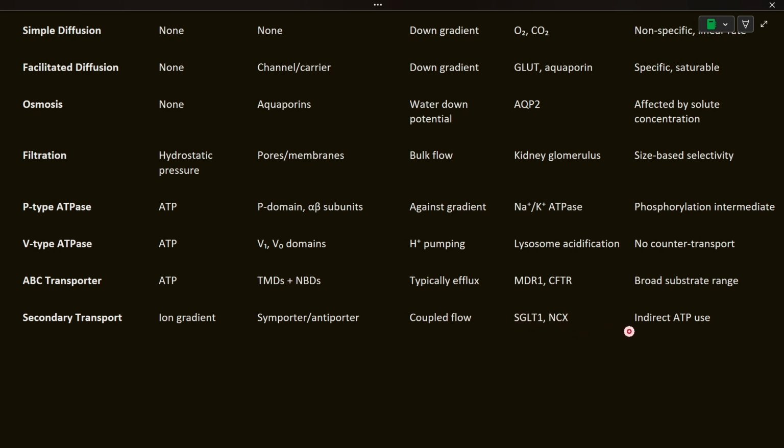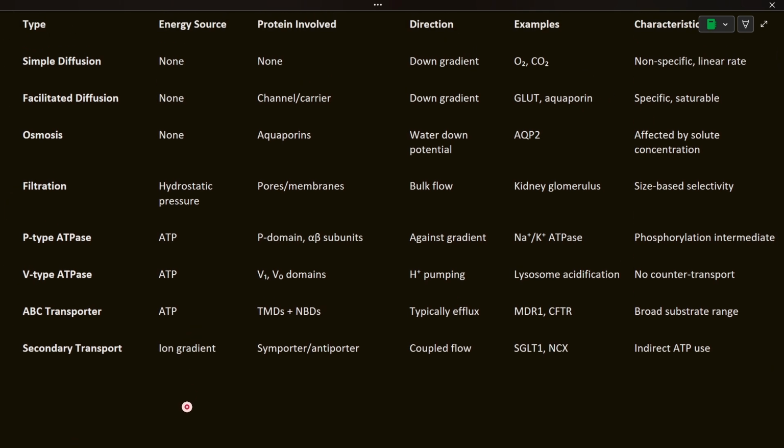So they indirectly use the ATP. Why indirectly? Because the ATP was already used by the primary transport to set the concentration gradients, right? ATP was hydrolyzed, the ion concentration gradients were set, and now that ion concentration gradient will be used so that the secondary transport is done. So we say that the ATP was used, but indirectly.